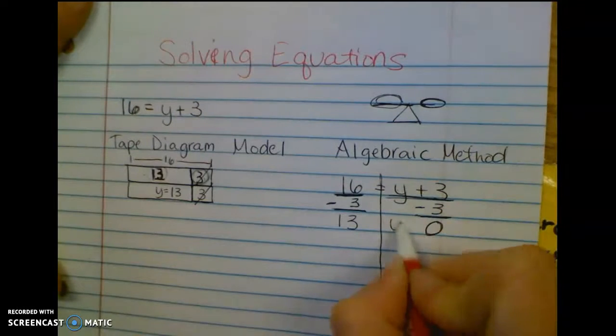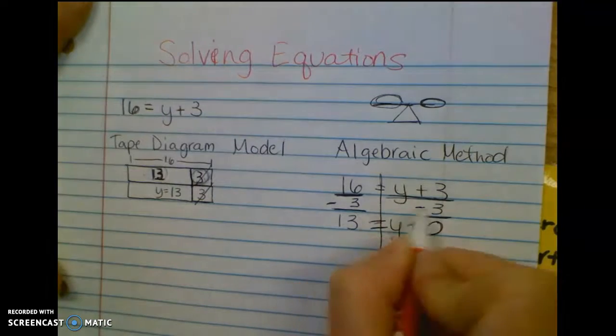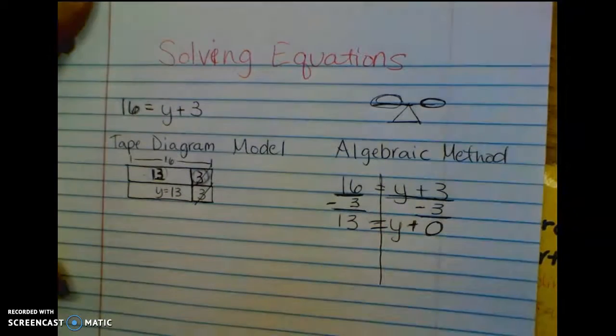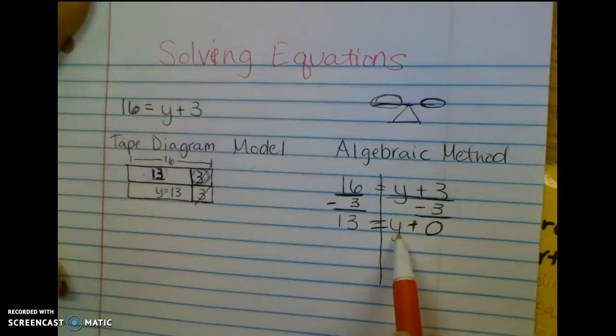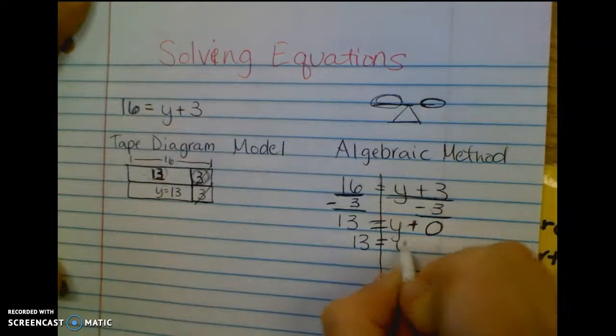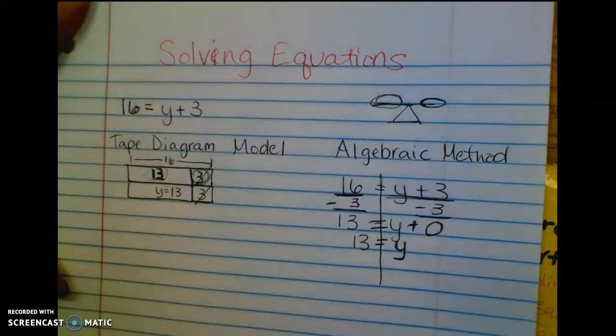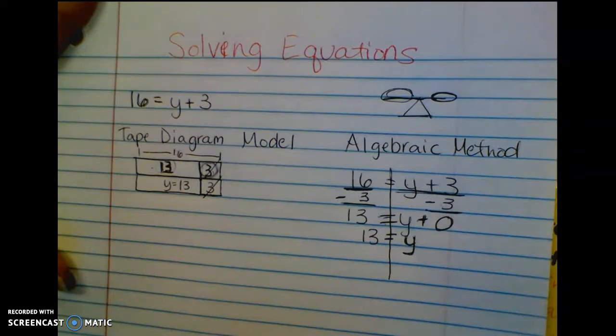Y plus is still in that pan, and it's back to balanced because I've done the exact same thing to both sides. So 13 is the same as y plus 0. Well, we know that if I have y plus nothing, it's basically like having y. That's the identity property of addition. So if I have y plus nothing, I basically have y, and I've solved my equation: 13 is the same as y. You always want to do a check, and that's also why I like algebra, because there's a way to check it.